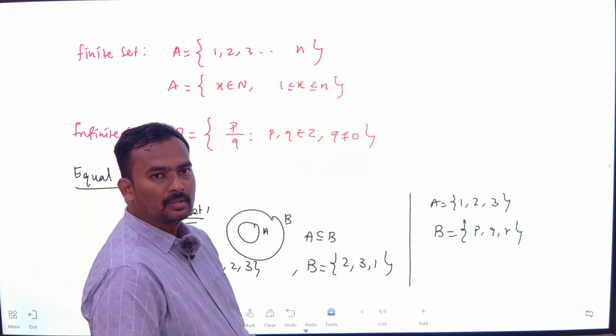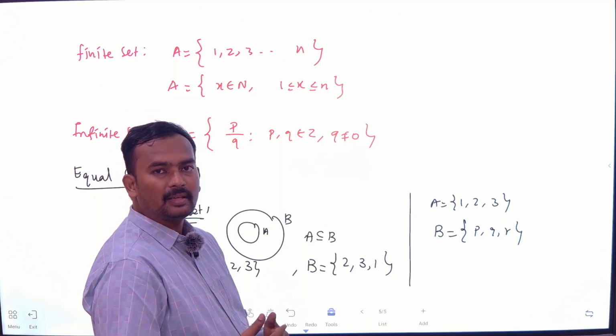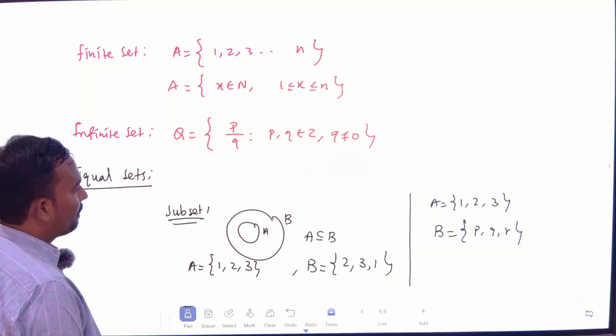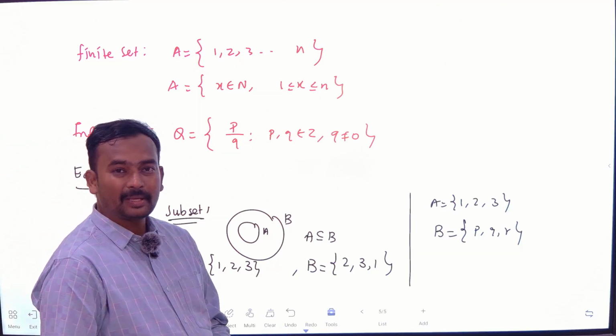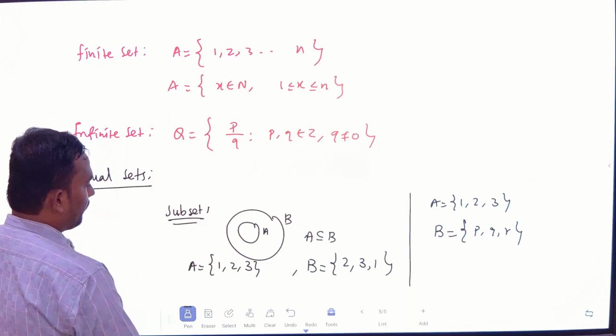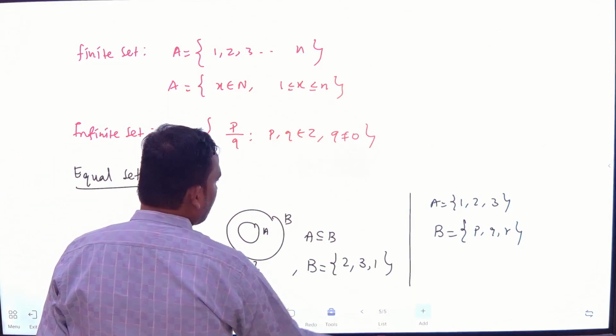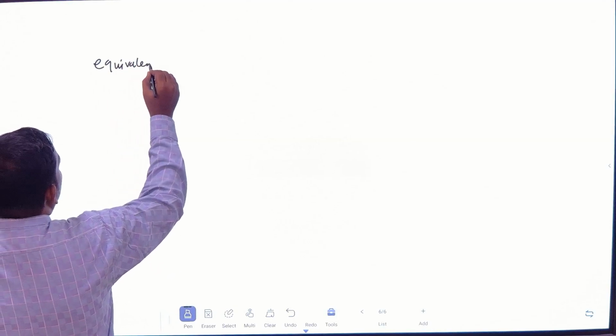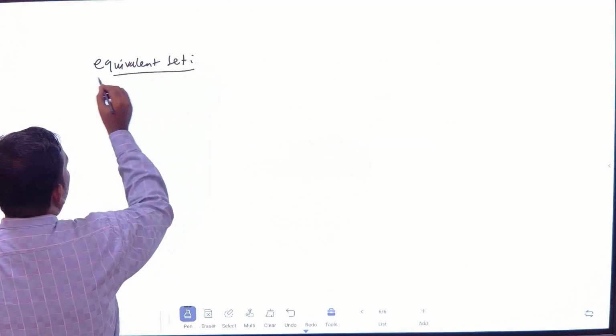Understood? But second, next thing is equivalent set. Equivalent set means what? The cardinality would be the same. The elements may not be equal, right? Okay. So you can see, I will take another page. Equivalent set. What is that equivalent set?